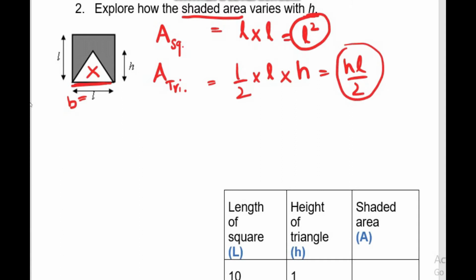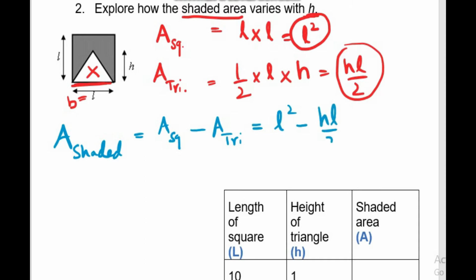Now if I have to find the area of the shaded part here, I will subtract. I'll write it here: area shaded is equal to area of the square minus area of the triangle, which is L squared minus HL over 2.